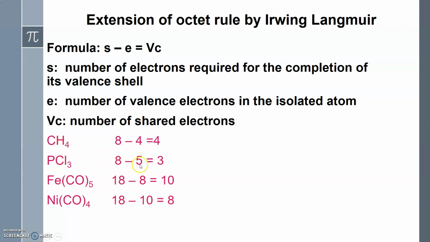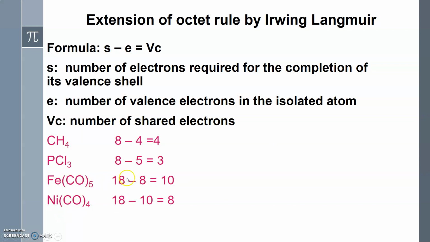Next example is PCl5. This also strives to attain the octet configuration. The number of valence electrons will be 5 because it belongs to ns2np3 configuration, and so the number of electrons required will be 3. So these 3 electrons are gained by the phosphorus through covalent bonding with chlorine. The next two examples are from the transition metal compounds.